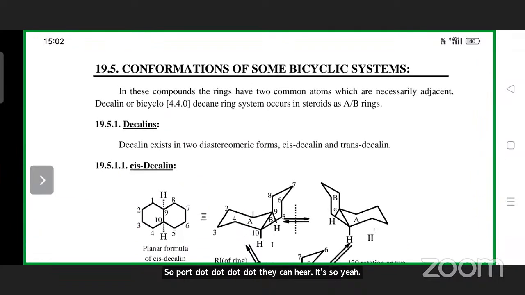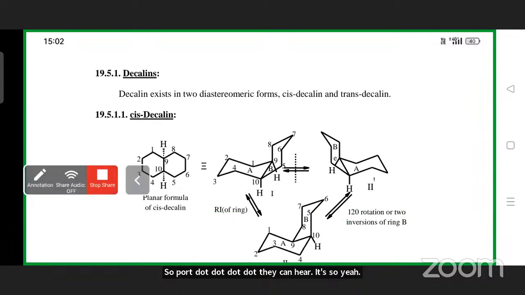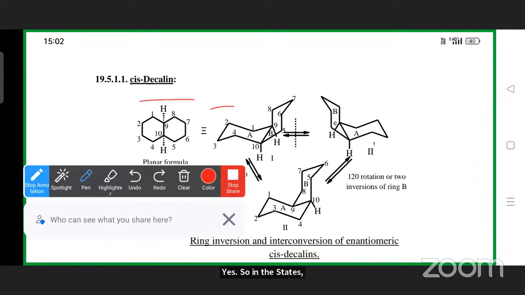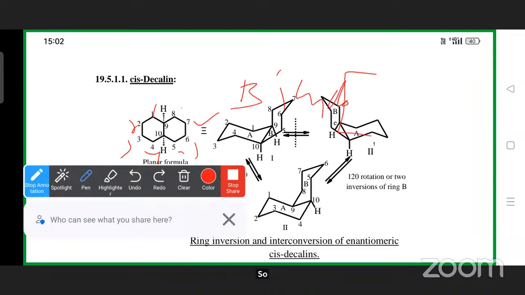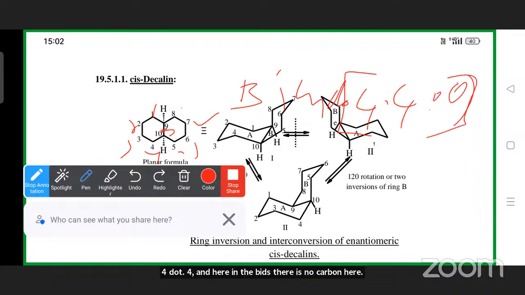In the bicyclic nomenclature, we number like this: 1, 2, 3, 4 here, and 1, 2, 3, 4 here. For the bicyclic compound, you start with bicyclo, and in the bracket write 4.4. In the bridge there is no carbon, that's why we keep 0.